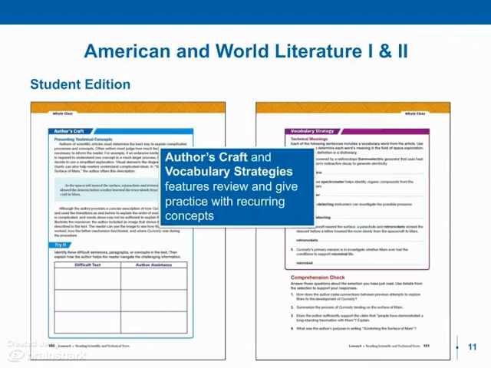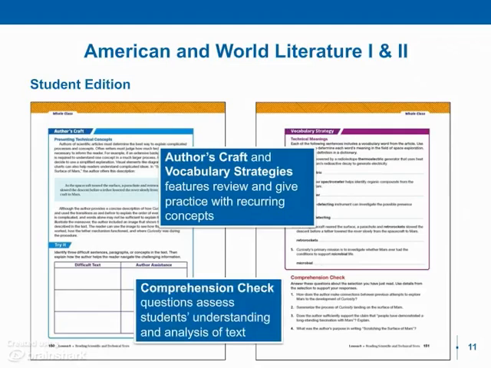Author's craft and vocabulary strategies are features that will review and give students opportunities to practice with the genre's recurring concepts. Rooted in the standards, the comprehension check questions will continually assess students' understanding and analysis of the text they are reading.